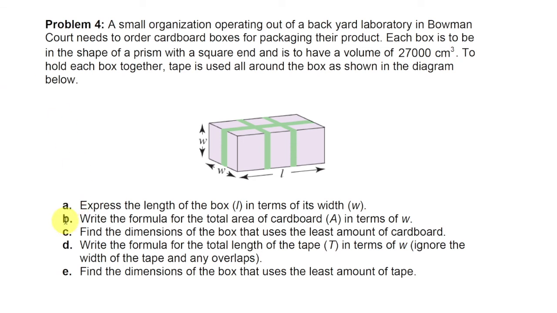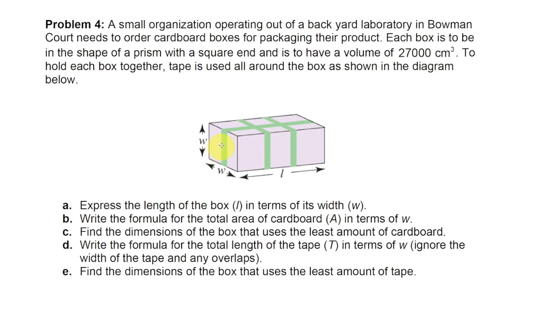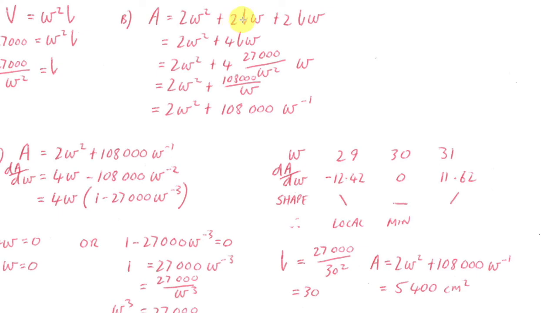Part B, write the formula for the total area of cardboard in terms of W. So you want the total area here. So area is going to equal 2W squared. So we're going to have that face there. So there's that one, which is W squared, but there's also going to be, if you can imagine, another one at the very end here of the box. Plus 2LW.